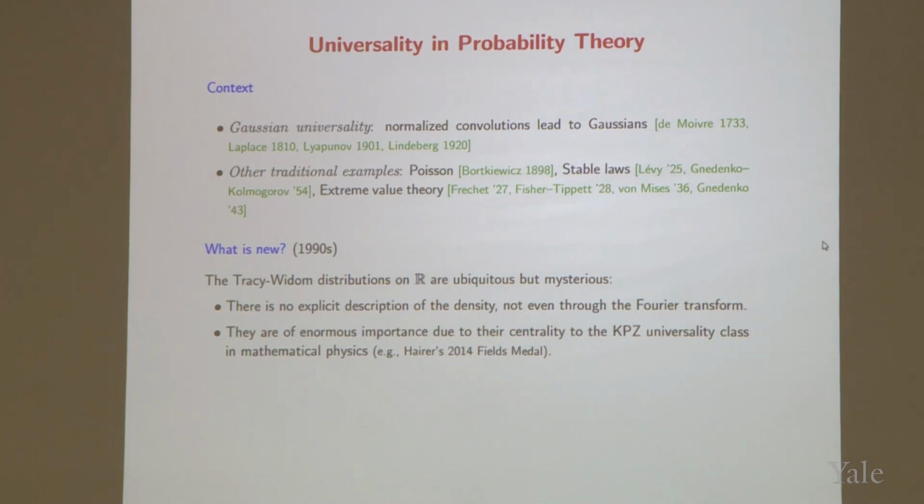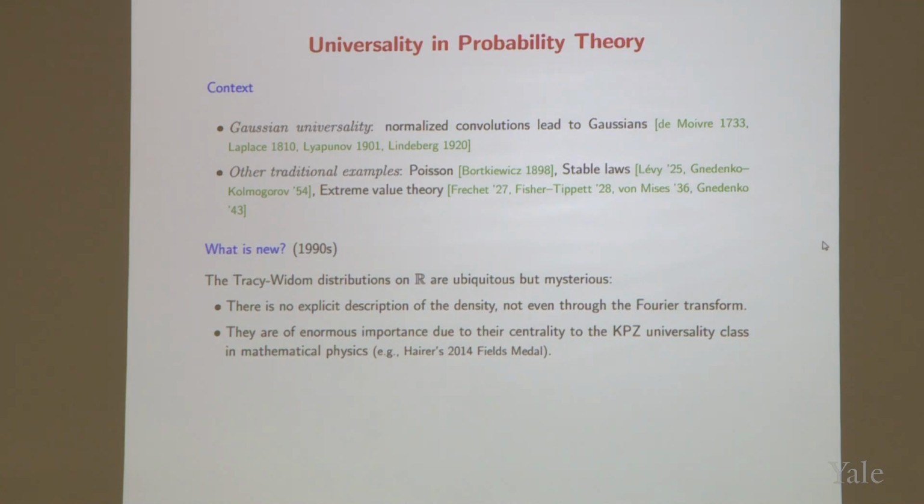So they were all established originally in the first part of the 20th century. In fact, Oliver Johnson, who's here, has, for example, an information theoretic take on some of the extreme value limit theorems and so on. But what is new in terms of universality in general is the Tracy-Widom distributions, which were only discovered in the 1990s. These are distributions on the real line, which turn out to be ubiquitous, but are rather mysterious. There is no explicit description of the densities, not even through the Fourier transform.